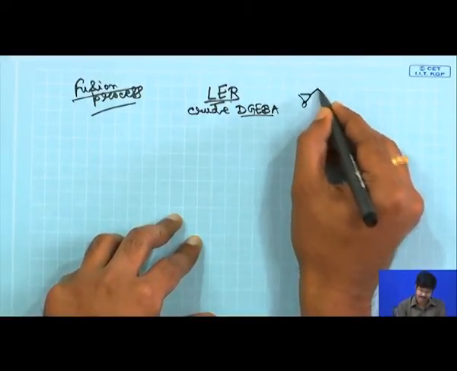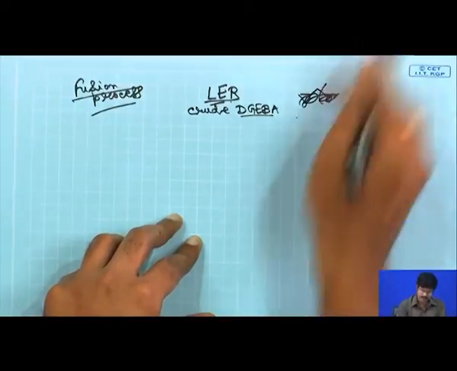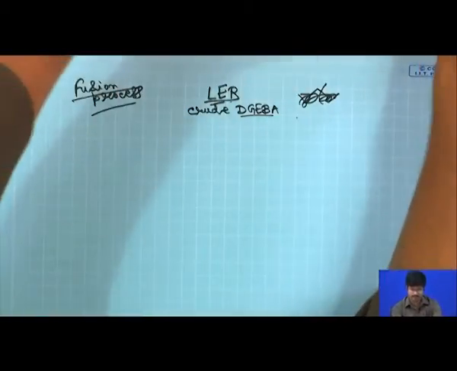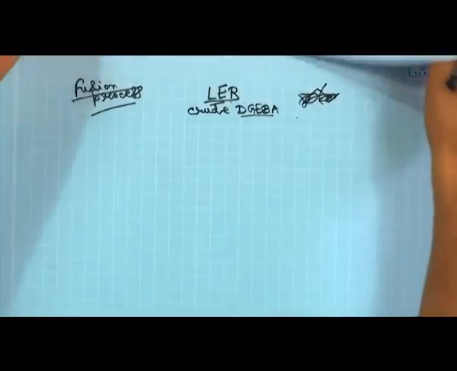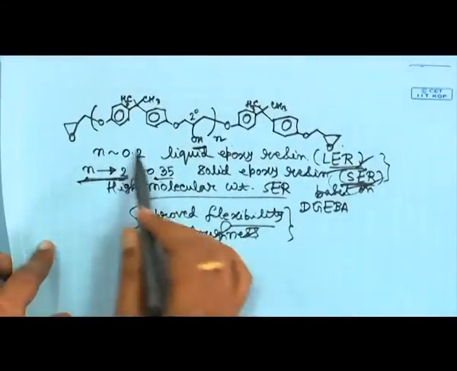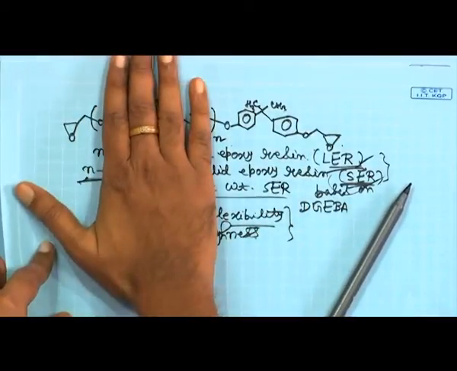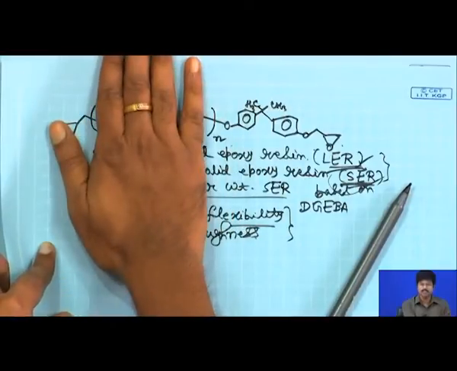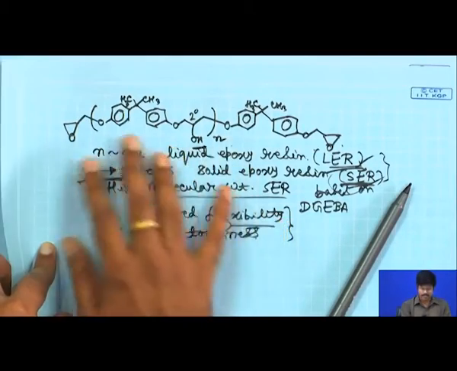So, basically you have this repeat unit here. If you are looking at this repeat unit here and draw the general structure out. So, this is your general structure. Now, this is your diglycidyl ether. Mostly you have diglycidyl ether in LER, liquid epoxy resin. Some part will be N equals 1. That is why you are saying this is a crude diglycidyl ether of bisphenol A.